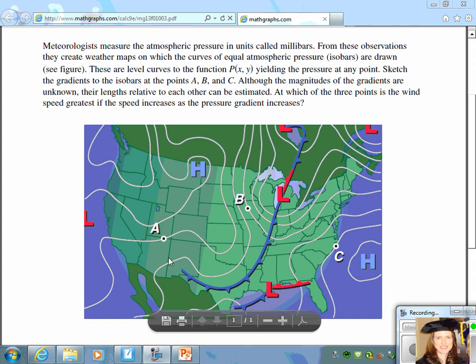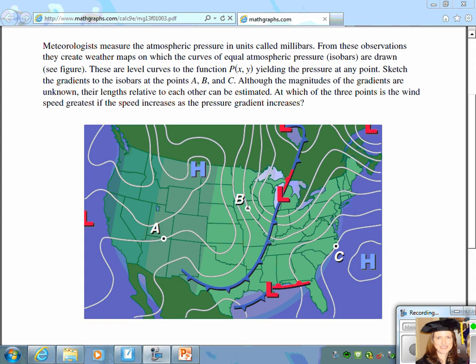If the level curves, say here, are spaced further apart, the pressure is not changing as quickly at A as it is changing at B. So the length of the gradient vector is going to be smaller at A than at B. At C, it appears that the pressure is not changing as much here as well. It's going to be pointing in the direction of the greatest increase in pressure.